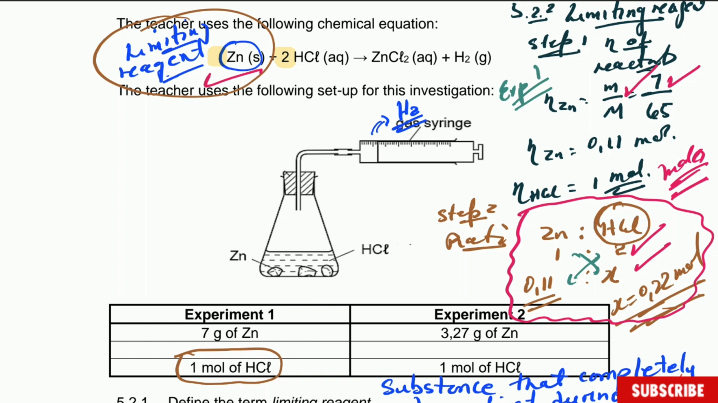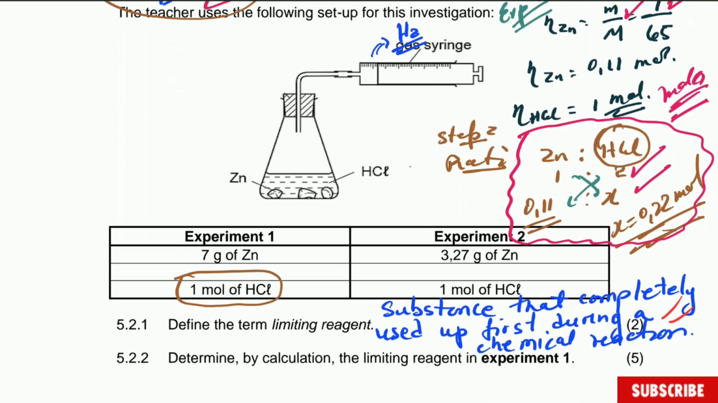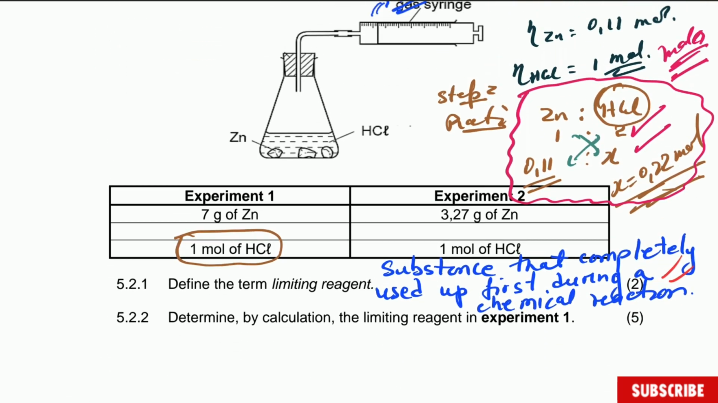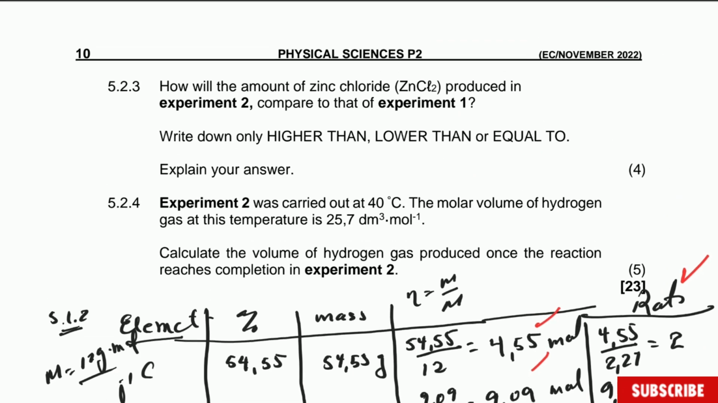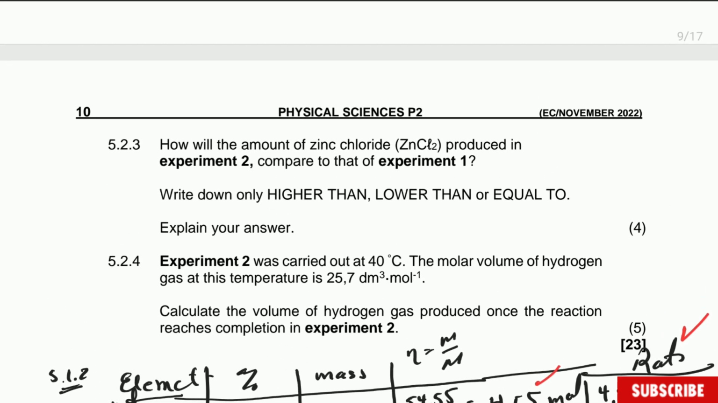There we go. That will give you which one is the limiting reagent. We get that we need 0.22 of hydrogen chloride to use up 0.11 of zinc, but we have 1. So we have more than we need. And that is how to determine the limiting reagent. Quite simple.